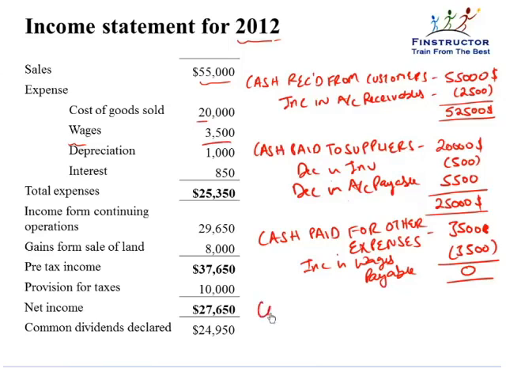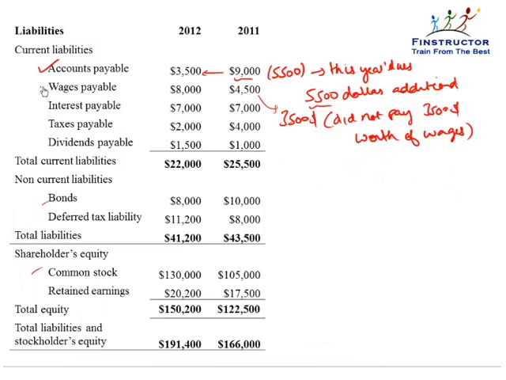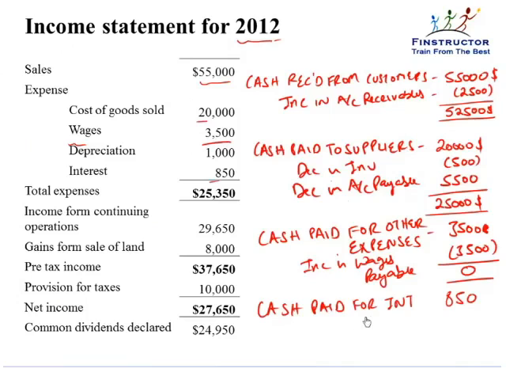Next is the cash paid for interest. The interest expense is given to be $850. So we will assume that we paid $850 in interest. The asset side has already been considered. On the liability side, we've already checked wages payable. We see that the interest payable has remained flat. That means whatever was due this year has been paid, no more, no less. So we'll keep the cash paid for interest as $850.